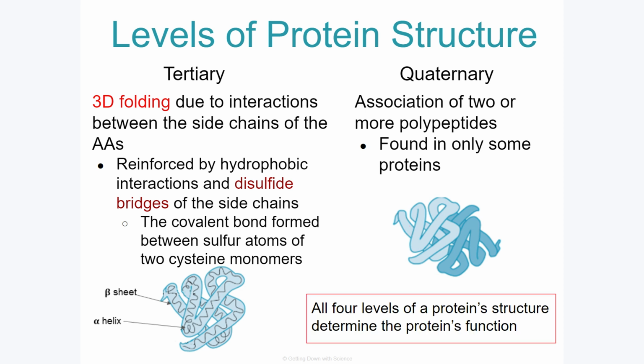All four levels of protein structure determine that protein's function. So some are only going to be seen at tertiary, some are going to be at quaternary. So we can see in tertiary, we've got some beta pleats and some alpha helixes to help determine that shape. It's just where they line up and how those bonds interact.